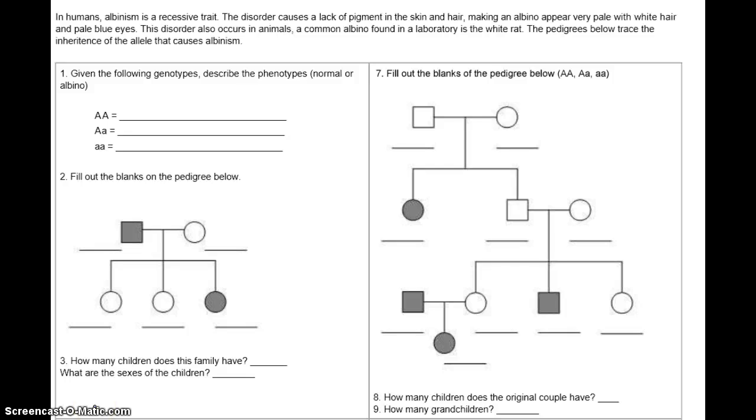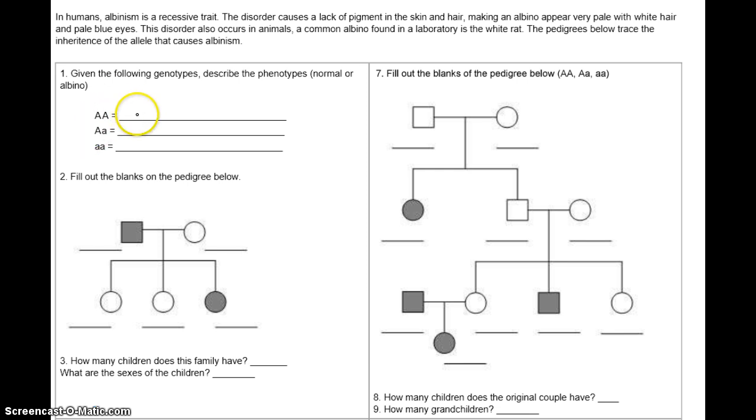All right, so this is me going over your pedigree practice worksheet, just going through them the way that I would solve the problems. So starting at number 1, given the following genotypes, describe the phenotypes, normal or albino. This should be relatively easy review, right?